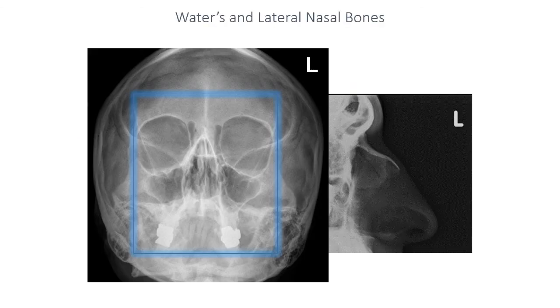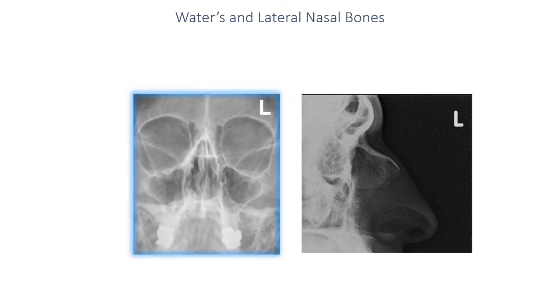Nasal bone projection, you can see on the right hand side of screen that lateral projection. If the patient did have a fracture of those nasal bones, we'd see it displaced there quite nicely. On the left hand side of screen we have a Waters projection, and that blue box indicates the approximate area that you should be utilising for a nasal bones Waters projection.